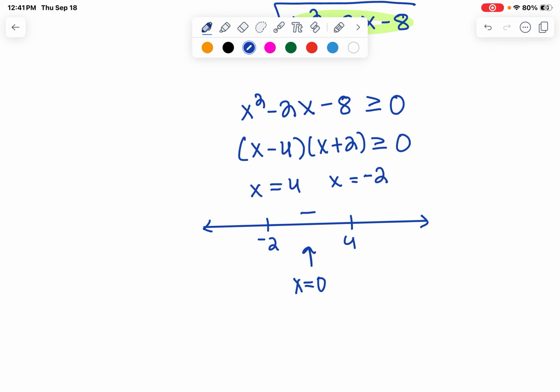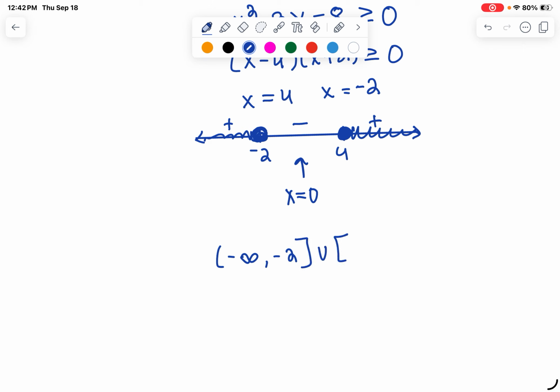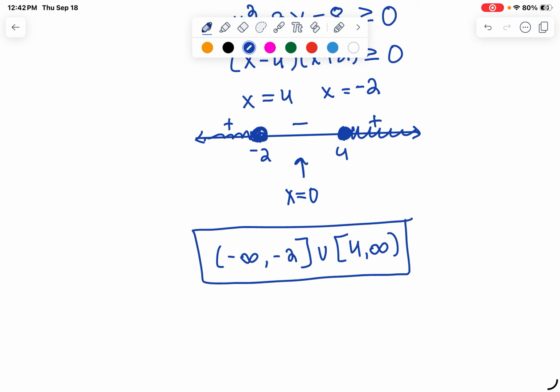That means these have multiplicities of 1. So this is positive, this is positive. I forgot to say that I'm including negative 2 and 4. And then you want greater than or equal to. So my solution set is negative infinity to negative 2, bracket, union, 4 to infinity. Hopefully you're seeing some connections to what we did last chapter with this chapter.